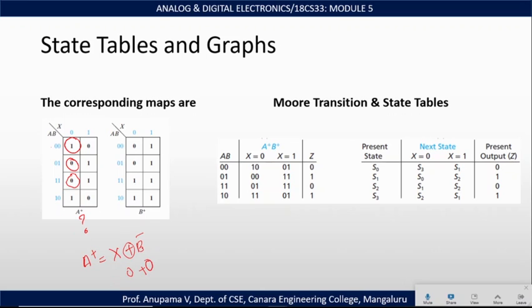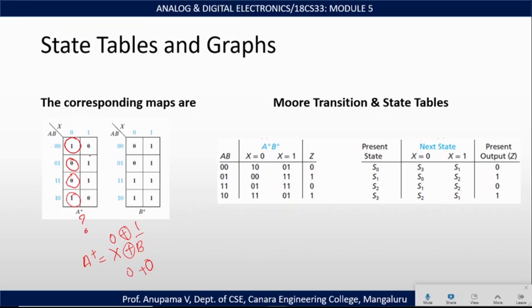Now the next state, when a is 1, b is 0 and x is 0, what happens? When a is 0, a will not affect A plus. Now x is 0, 0 XOR, what is b bar? B is 0, b bar is 1. 0 XOR 1 is 1. Similarly, we have to fill the remaining cells.